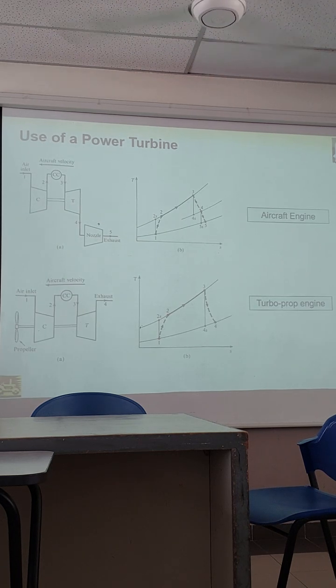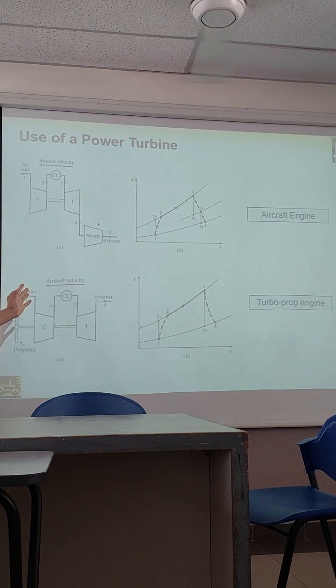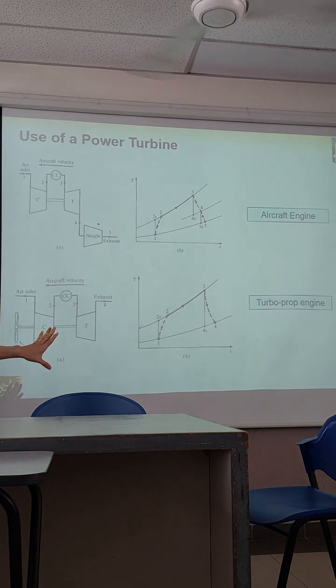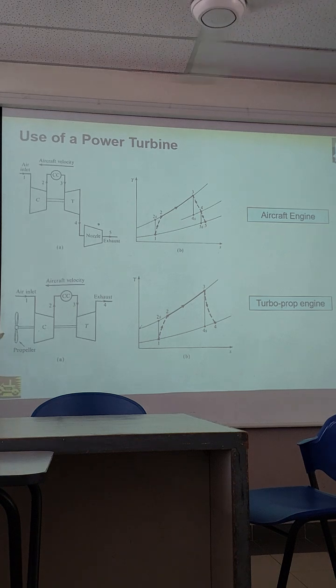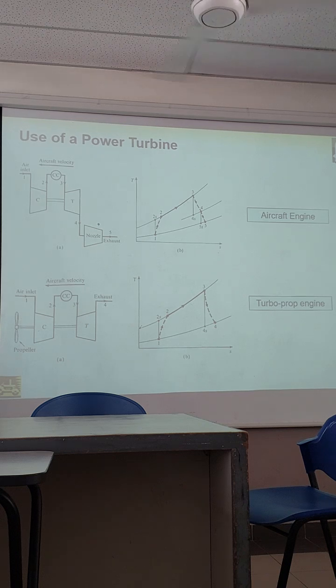And also for an aircraft engine, sometimes you have different types of configuration. The first one was actually what I showed you in the video just now, but without the diffuser. This one we only show the nozzle. Then at the bottom is a turboprop engine. This one will have a propeller, but other than that, everything is the same. Actually, not everything is the same.